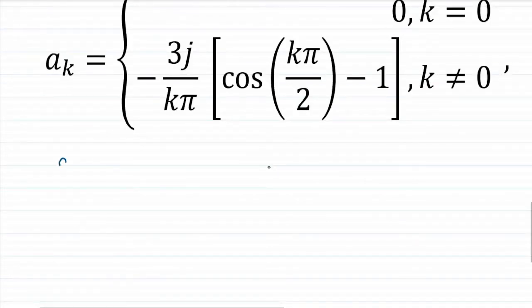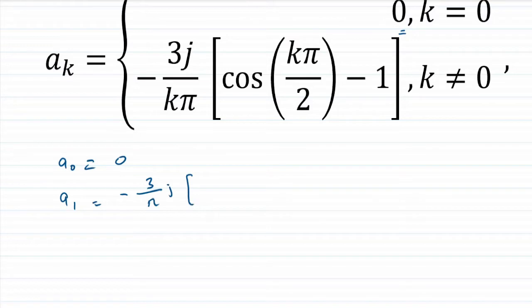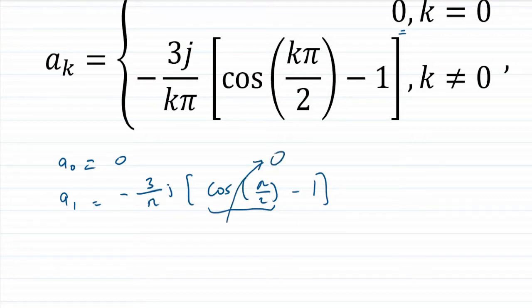We know that a_0 is equal to 0, which is mentioned over here. Similarly, we can have a_1, for which we set k equal to 1, and for that we would have minus 3 by pi j, and then we have cos of pi by 2 minus 1, right? And cos of pi by 2 is actually 0. So hence we have a value which is plus 3 by pi j. This also indicates that the magnitude of a_1 is simply 3 by pi.